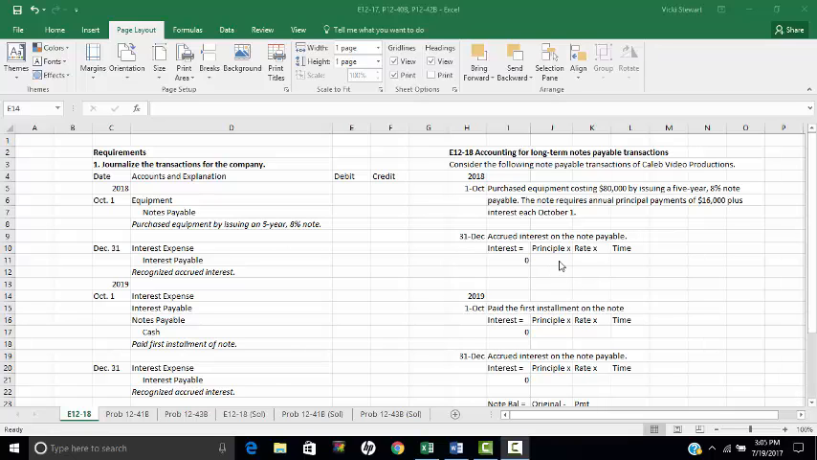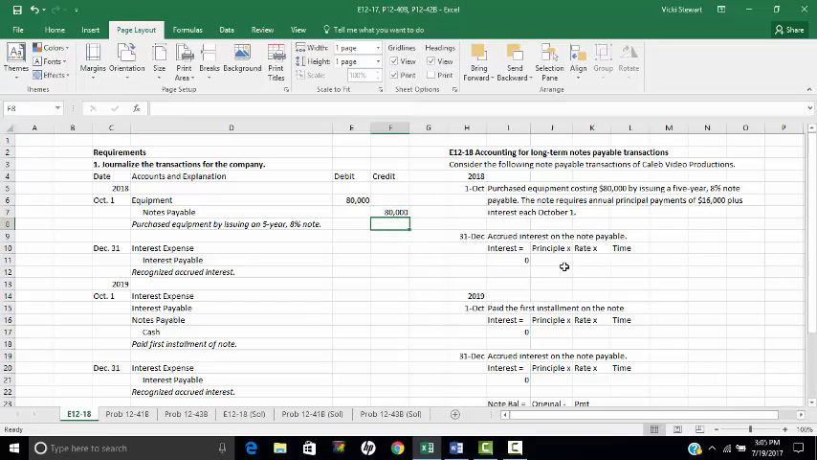So the first thing we need to do is record the purchase of this equipment and the note payable that went with it. So the equipment cost $80,000 and we'll credit notes payable for the liability.